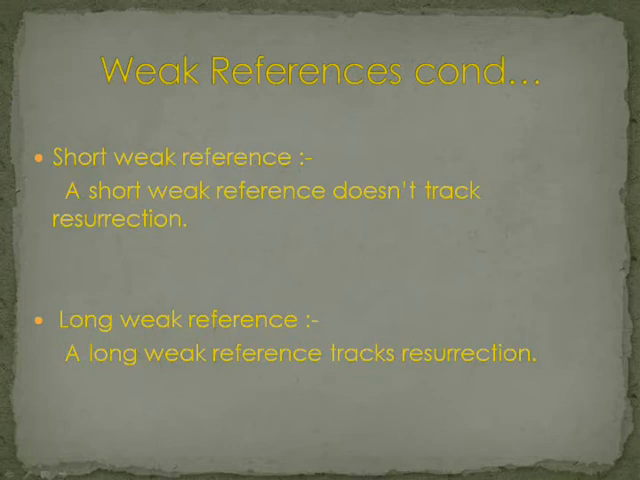A long weak reference tracks resurrection. The garbage collector collects the object pointed to by the long weak reference table only after determining that the object's storage is reclaimable. If the object has a finalize method, the finalize method has been called and the object was not resurrected.